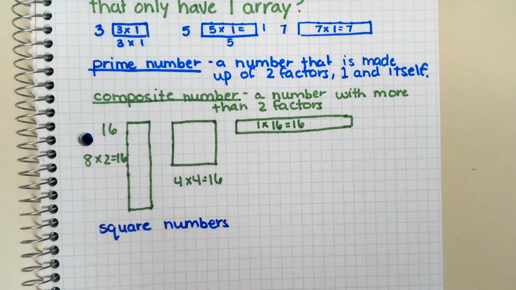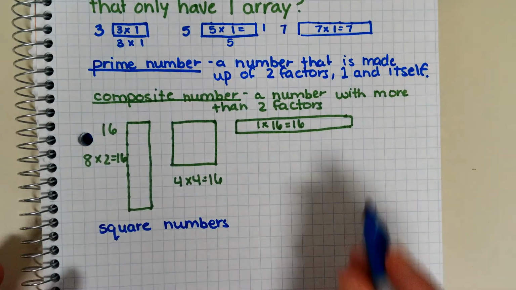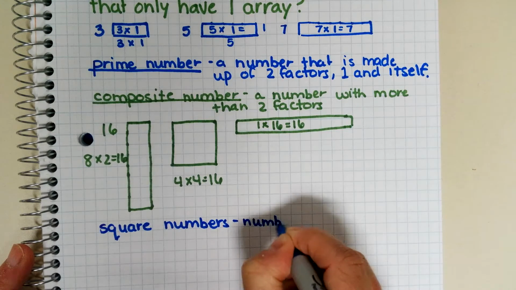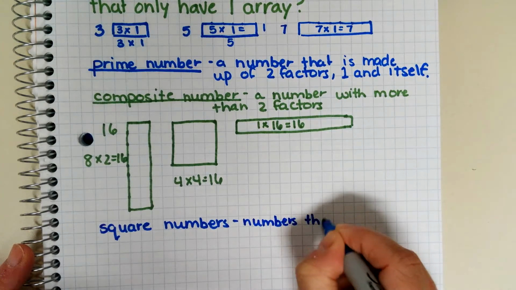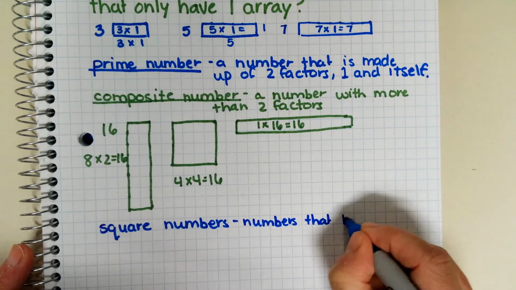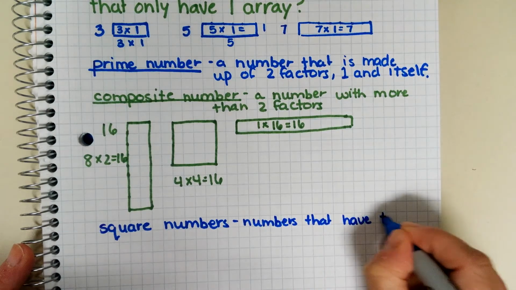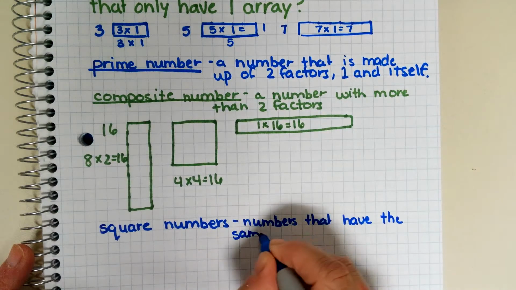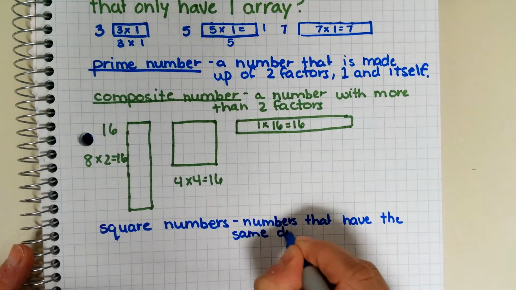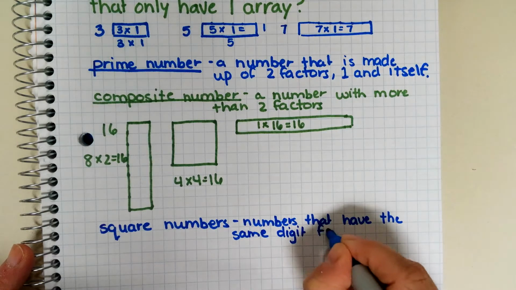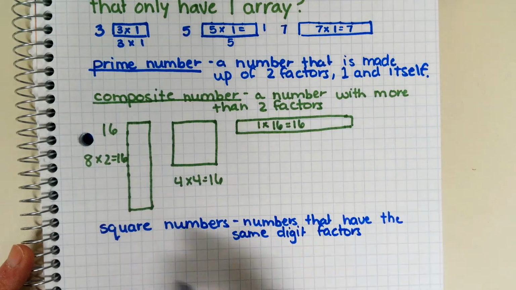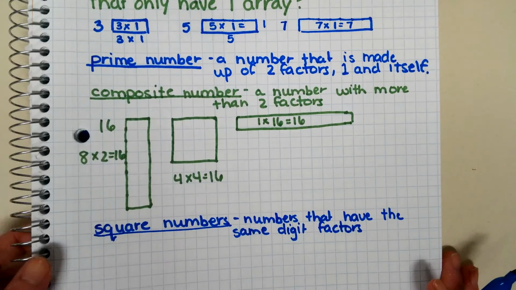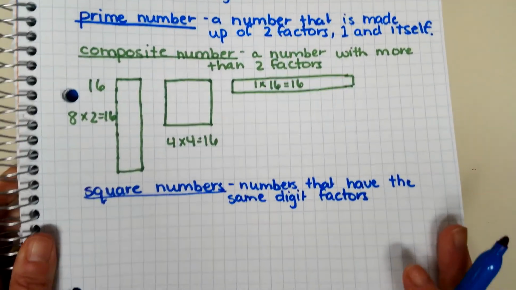Okay, so our square numbers are numbers that have the same digit factors. And when I get into the examples, I think you'll see it a little bit better.